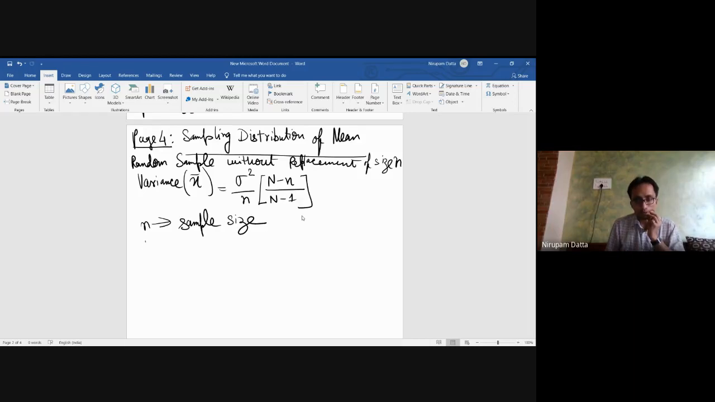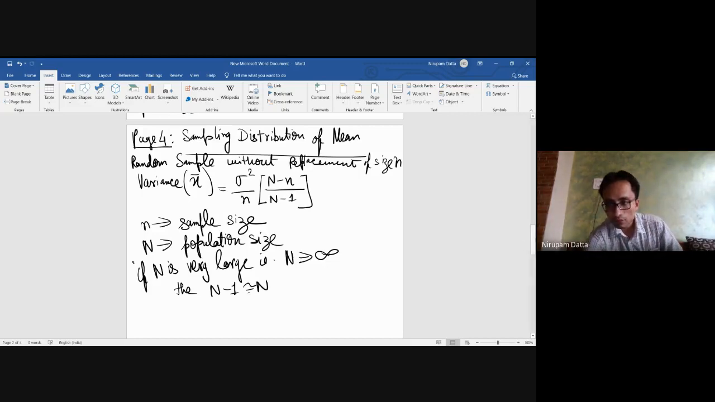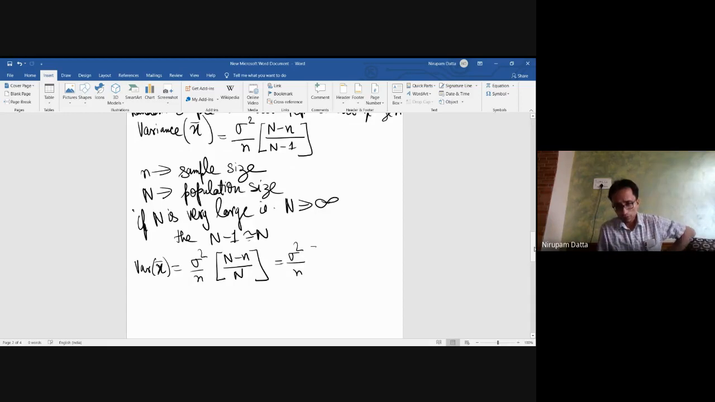And capital N is the population size. Now, if capital N is very large, that is N tends to infinity, then we can write N minus 1 as almost similar to capital N. So in that situation, we can write the variance of x bar as sigma square by small n into (capital N minus n) by capital N. So we can write the term in the bracket as 1 minus small n by capital N.